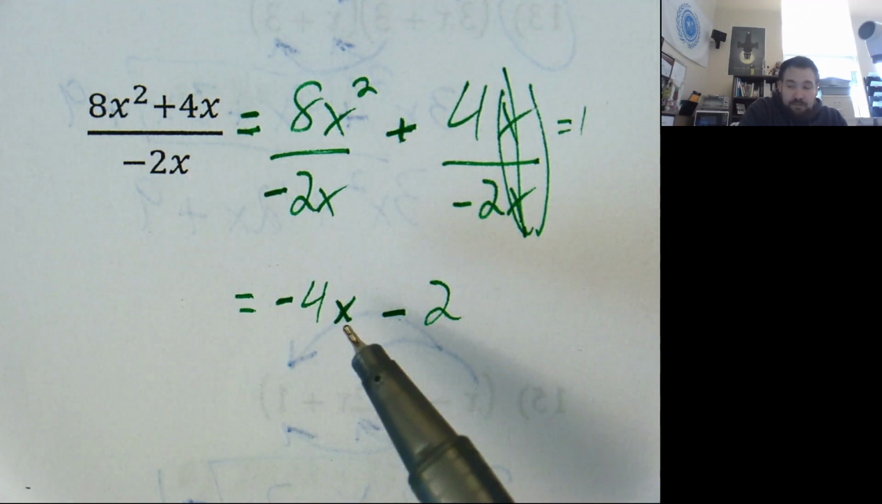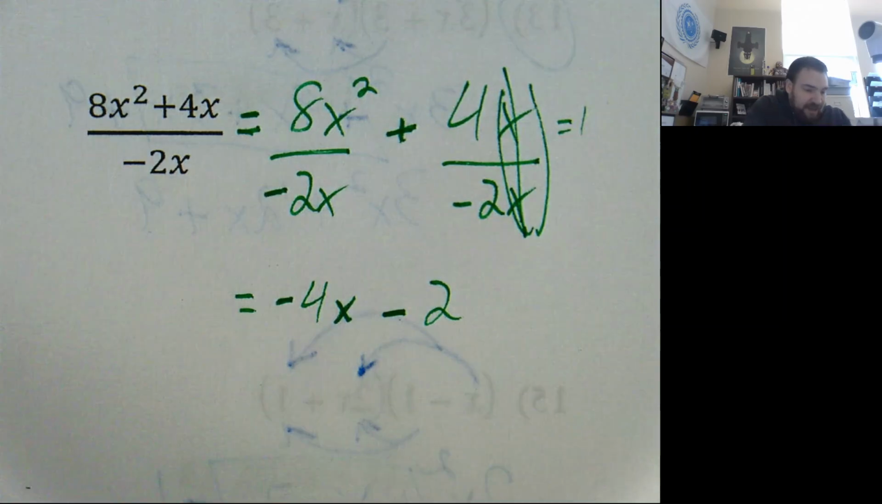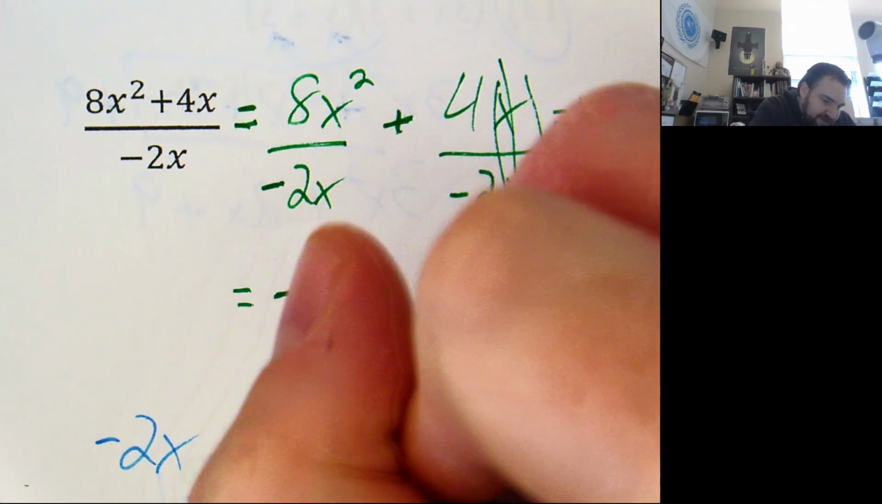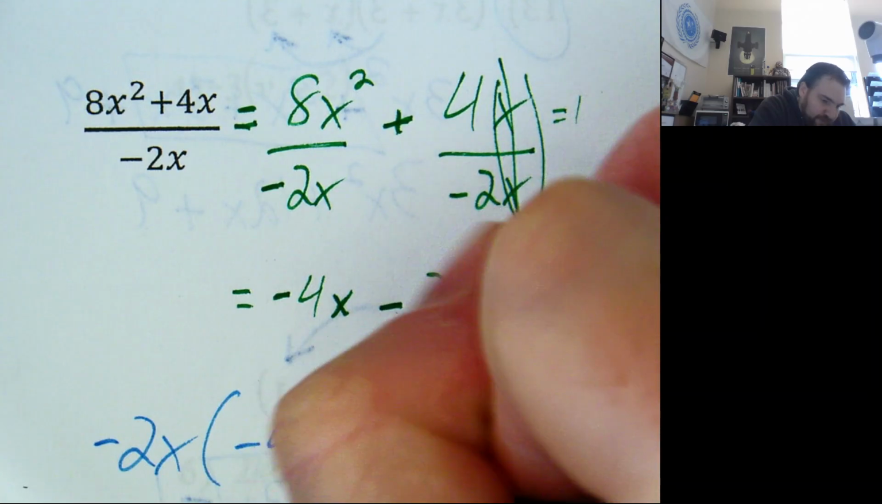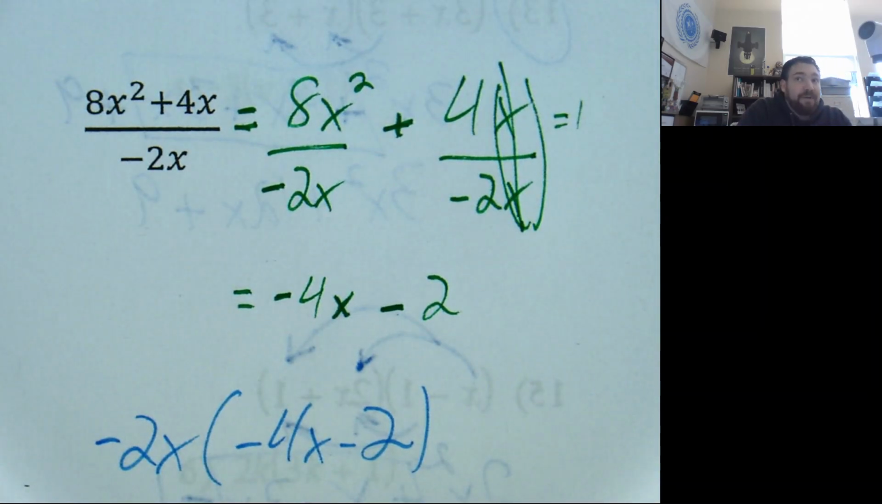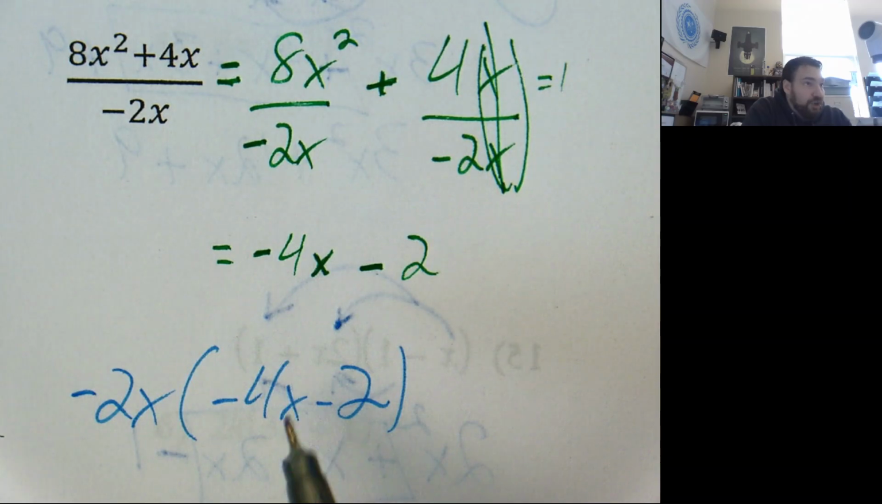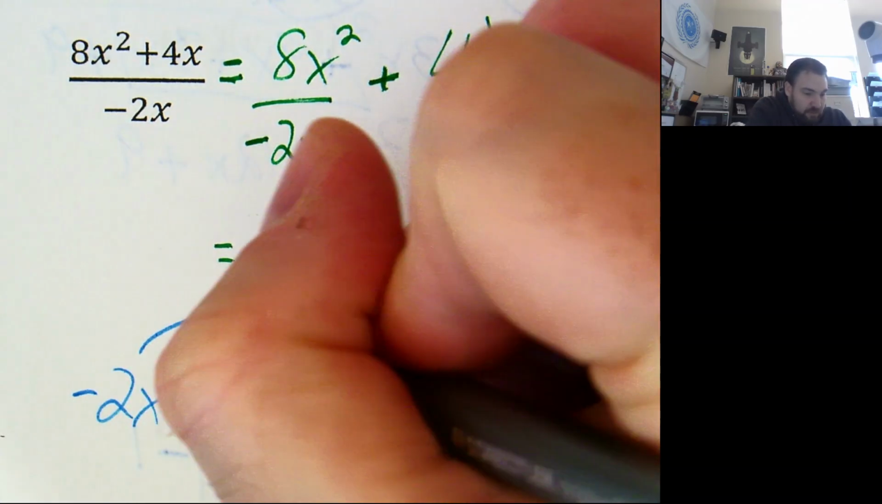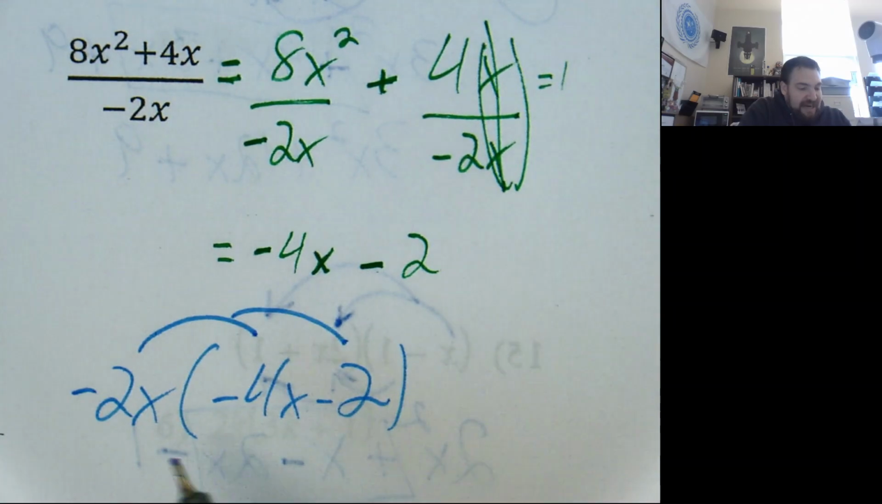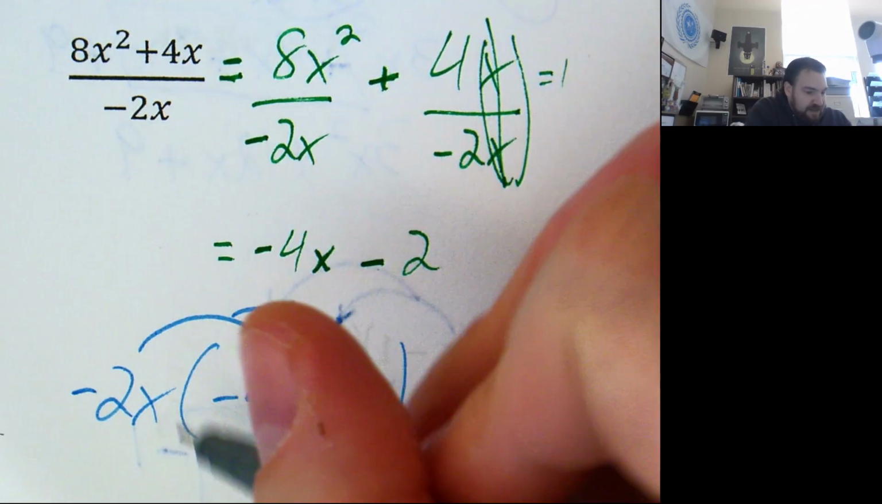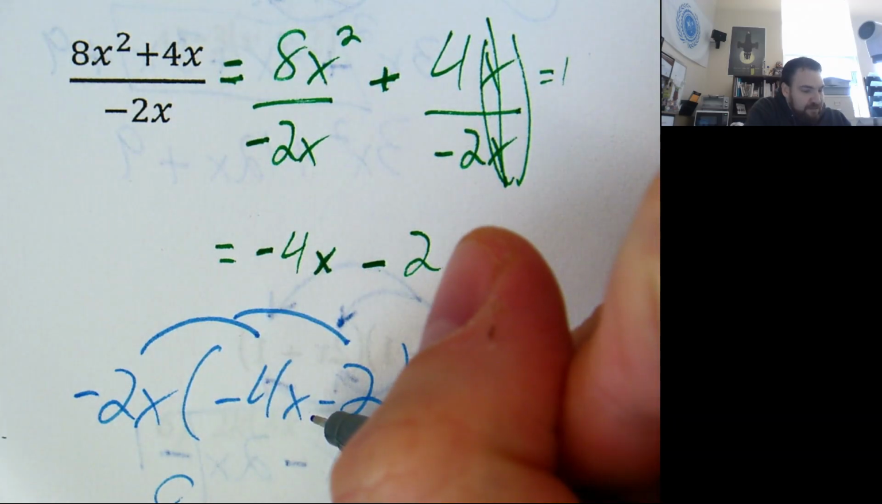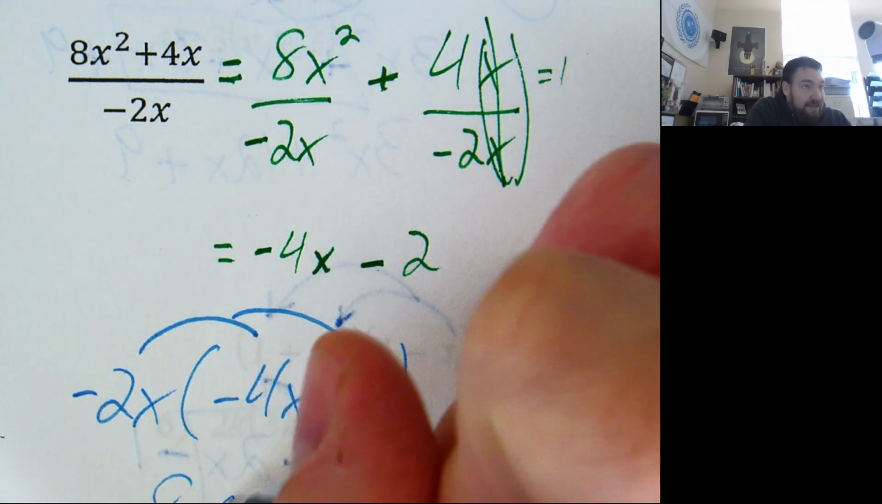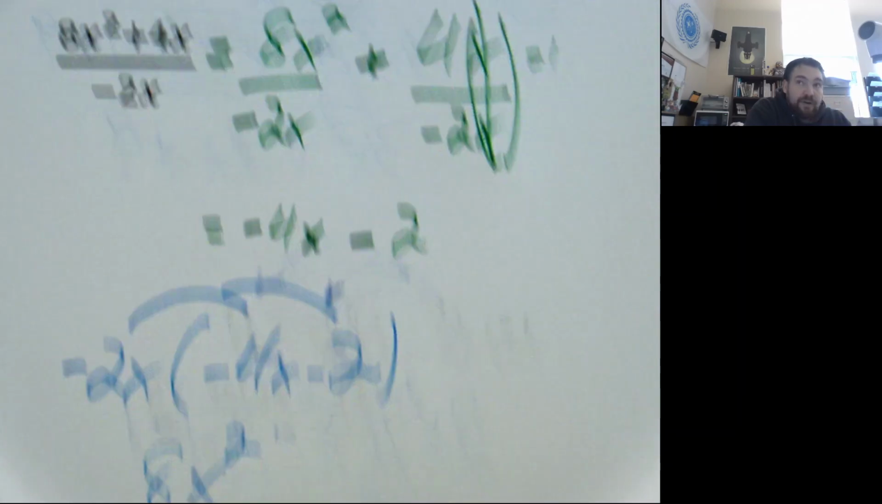And now we can check it. What is negative 2x times negative 4x minus 2? Well, now, because we've got multiple terms in here, we're going to distribute. What is negative 2x times negative 4x? Negative 2 times negative 4 is? Positive 8. And x times x is? X to the 2. Sorry.